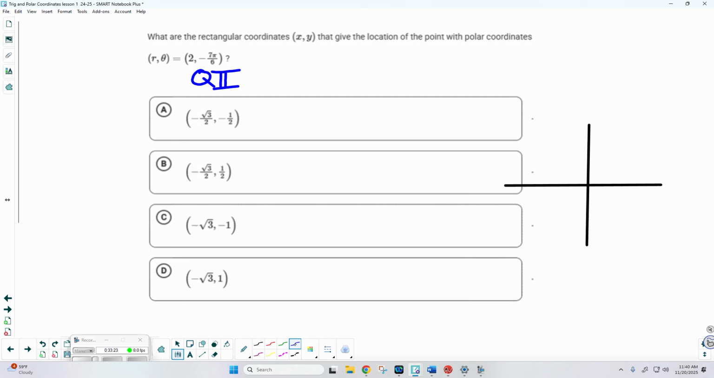So in a rectangular system, it's got to have a negative x and a positive y. See, that automatically eliminates A and C. I haven't even done any work yet. And I've already eliminated half the answers. Okay. Now remember, for this particular type of problem, what we did was used x equals r cosine of theta, and y is equal to r sine of theta. Okay, so let's see what we got here.